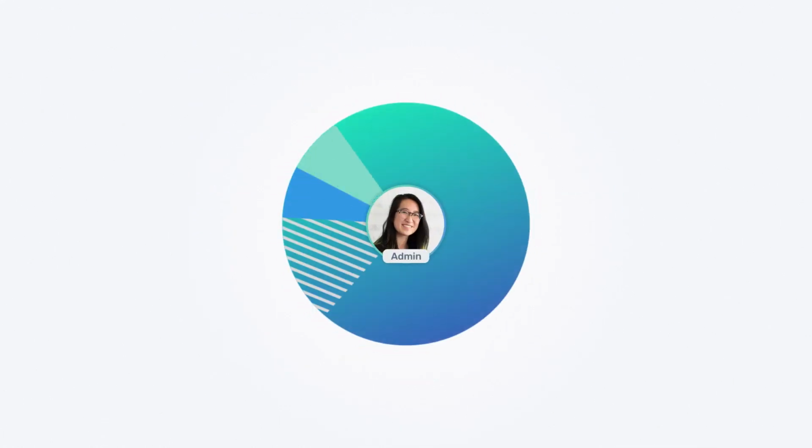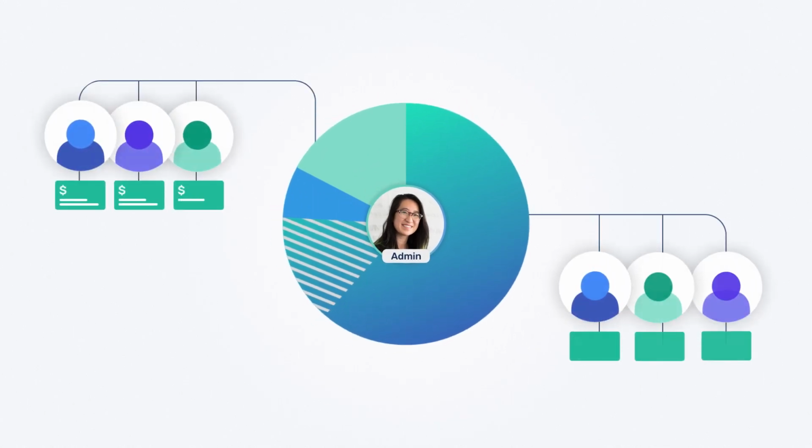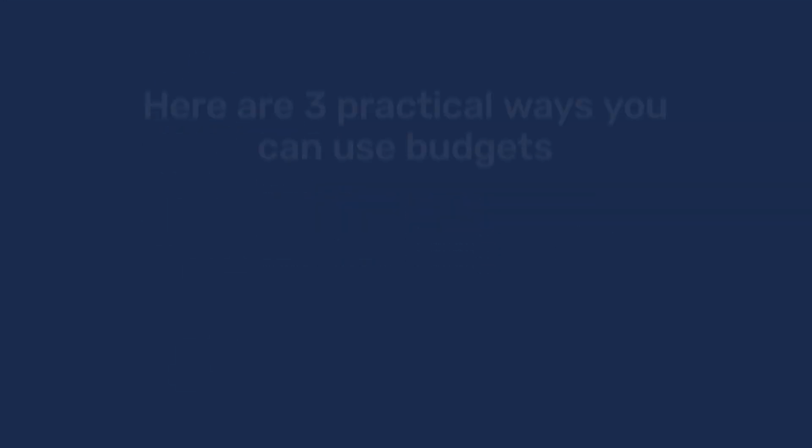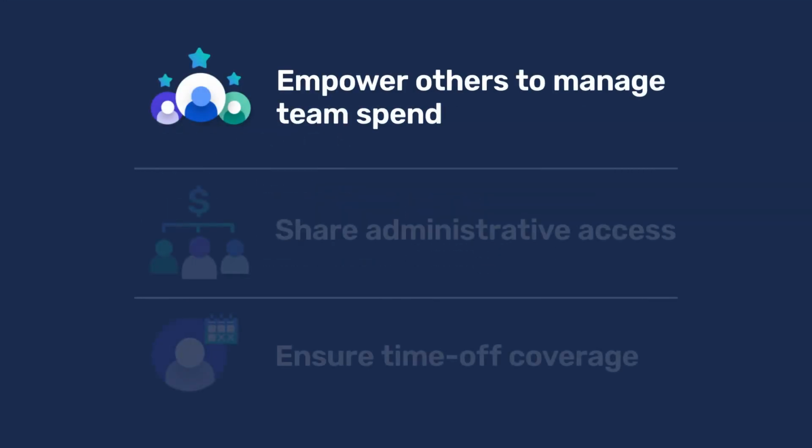If you're a company cardholder, you can give budgets to team members so that they themselves can create and update virtual cards directly. This allows you to eliminate the need for physical card sharing and to delegate these responsibilities as needed. Here are 3 practical ways that you can use budgets. First, empower others to manage team spend. Give a budget to another team member or even yourself so that they can create their own virtual cards and manage their own spending needs.